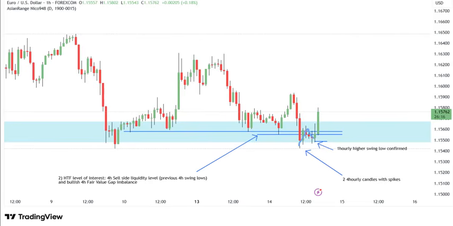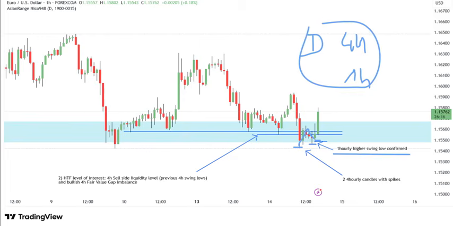Market formed this higher low on that level. We had also a 1-hourly higher swing low confirmed at that point of time. And as you can see, all the major time frames, daily, 4-hourly, and as well the 1-hourly for structure, all those time frames were bullish.